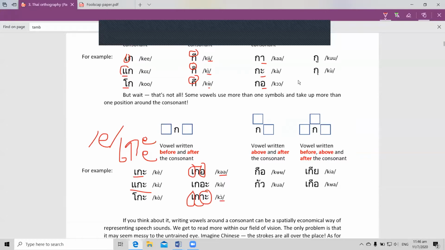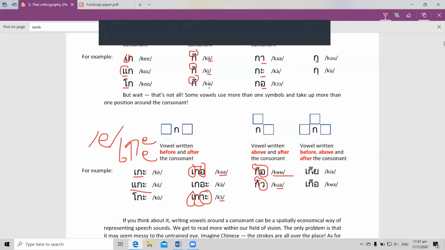Okay. Some vowels can also take up the top and the right. So for example, we have this thing here is the vowel. So ko gives you. This thing here is the diphthong u. So ko gives you ku.